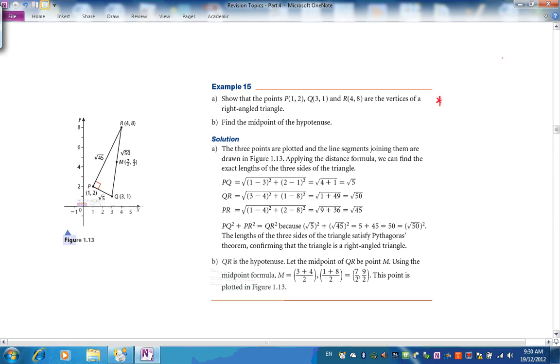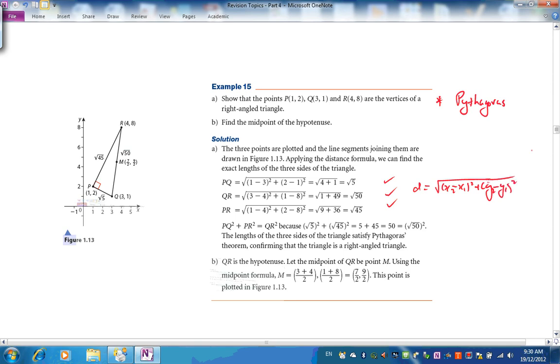Well, if they are, then you can say Pythagoras' theorem must hold. So what are we going to do? We're going to come down here and find the three lengths of the sides, PQ, QR and PR, and we've got to do a lot of work here with our new distance formula, remembering the distance is the square root of (x2 take x1) squared plus (y2 take y1) squared.